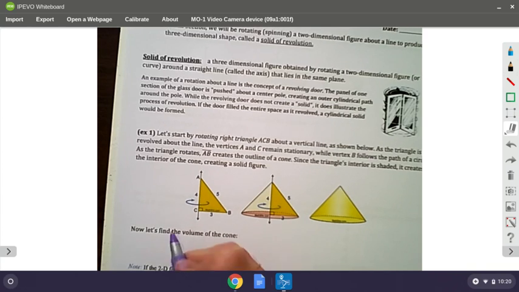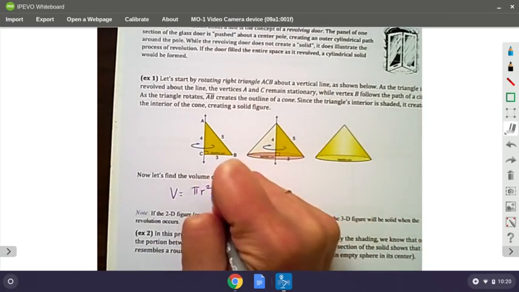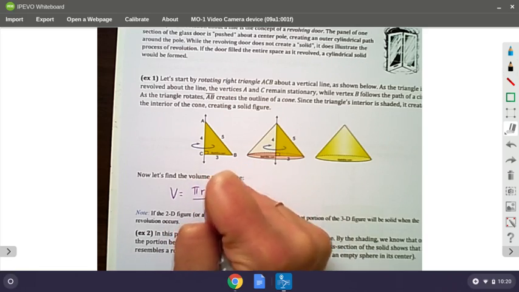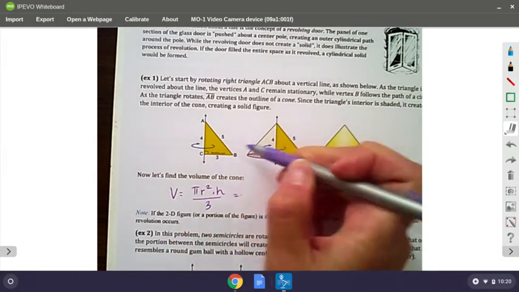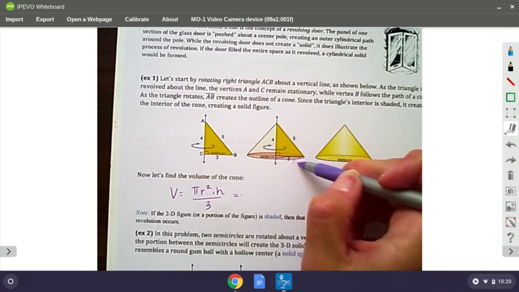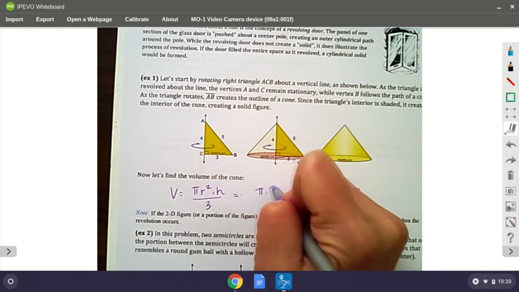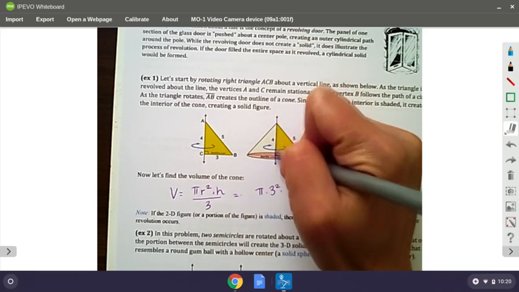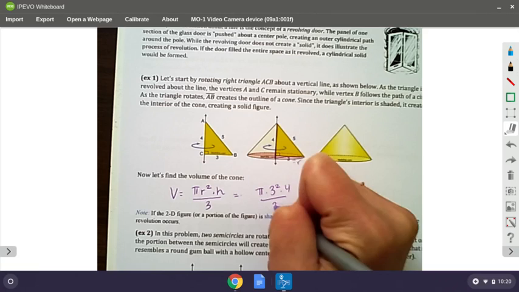All right, so volume of a cone, if you remember, is the area of the base, pi r squared, because it's a circle, times the height of the cone, and then divided by 3. So the radius of this cone is 3. So this is going to be pi times 3 squared times the height of the cone, which is 4, and then that's over 3.